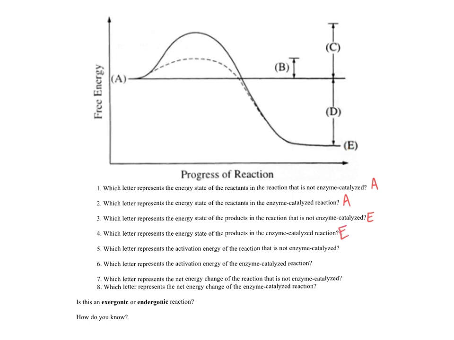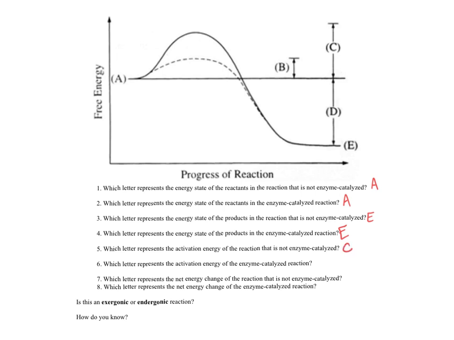Number 5, which letter represents the activation energy that is not enzyme catalyzed? That is going to be C. So the activation energy of this reaction is this hump right here. And so if it's not enzyme catalyzed, it will be the higher of the two.